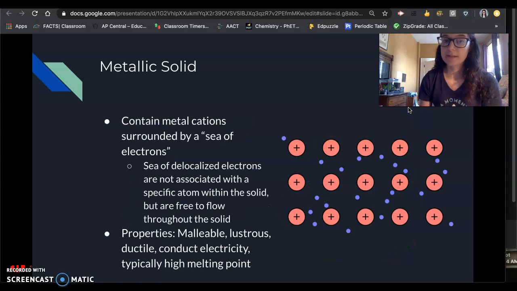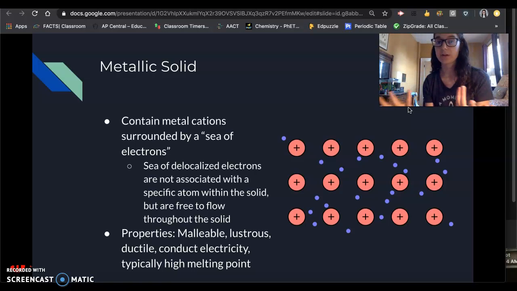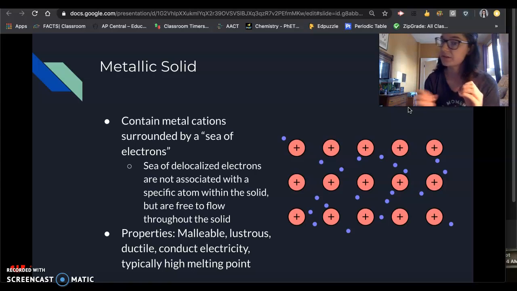Next we have the metallic solid, which is any metal or alloy, which is a mixture or solution of metals. A metallic solid contains metal cations that are surrounded by a sea of electrons. So in a metallic solid, we have atoms of metals, but their electrons aren't associated with just one atom. They truly share all their electrons. So electrons are free to flow to other atoms in that metal. For this reason, metals do conduct electricity very well.